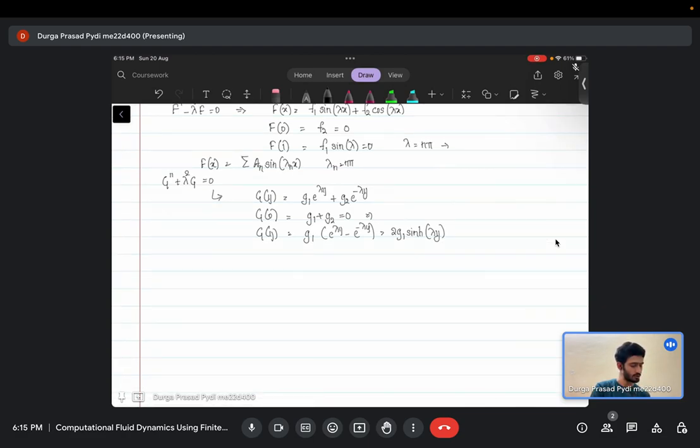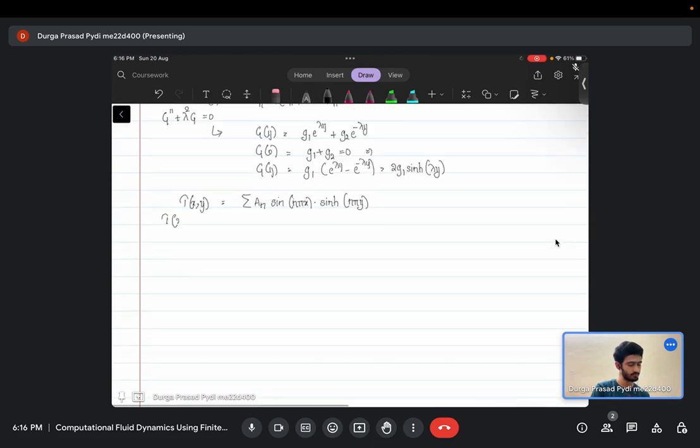So now the total solution T of x, y can be written as a series solution, which you can write as sigma a_n. Your f(x) is essentially sin of n pi x, and then along y you have a sinh function, a hyperbolic function, of n pi y. So now we have the last boundary condition, where T at x comma y equals 1: substitute it here, so x remains the same and y equals 1. So this is sin n pi x into sinh of n pi, which should be equal to 1.